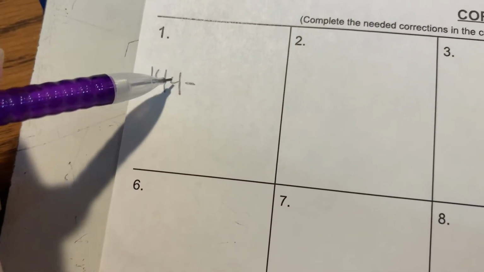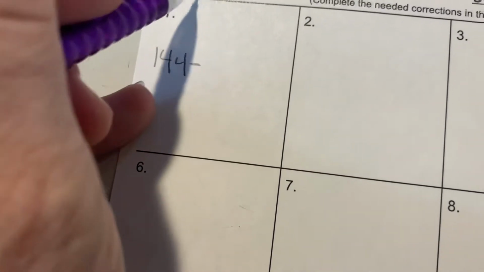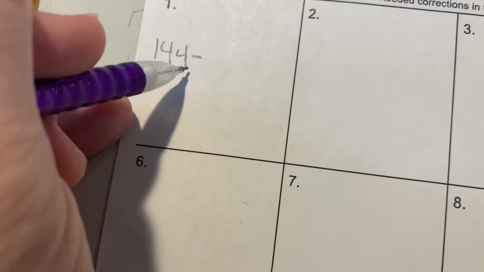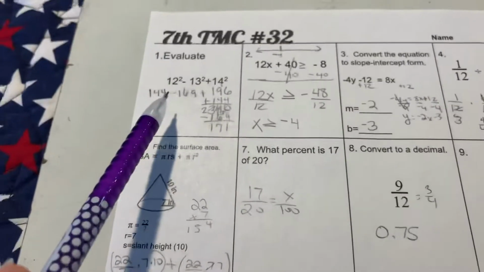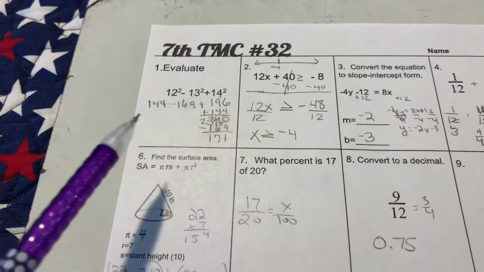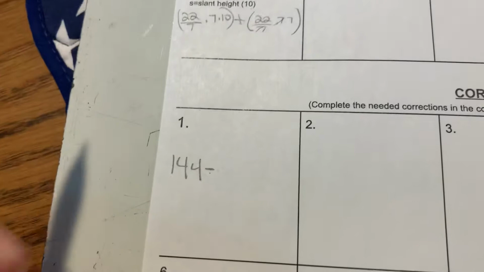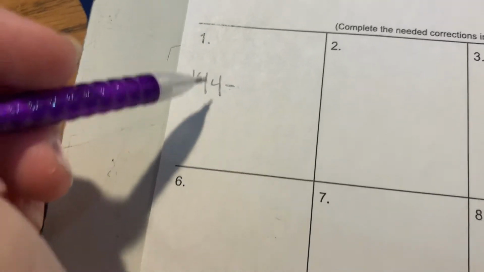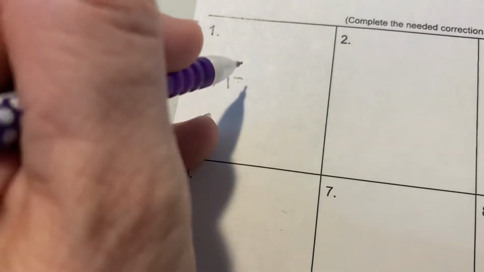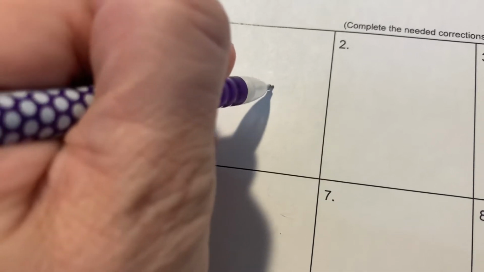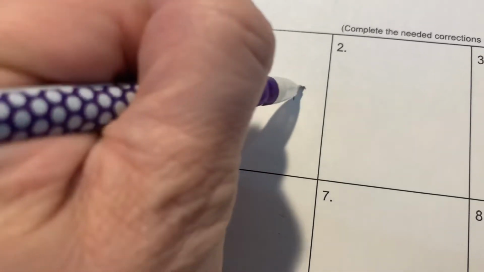Subtract 13 squared. Now, a lot of you think that's positive, but what you need to understand is if it's not in parentheses, the square does not apply to the sign. It only applies to the actual base. If it were in parentheses, then it would be positive. So that's properties of exponents. So you have 144 minus 169 plus 196.